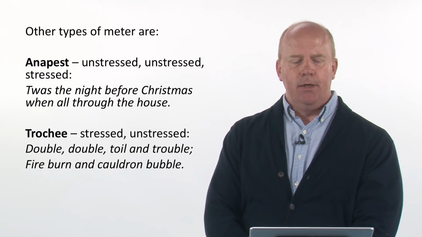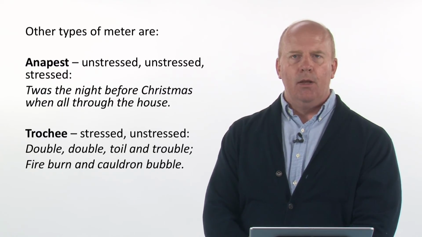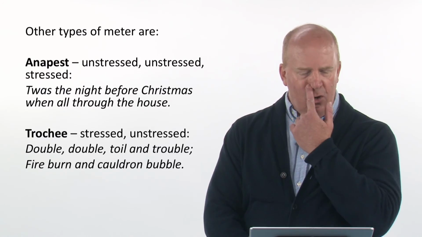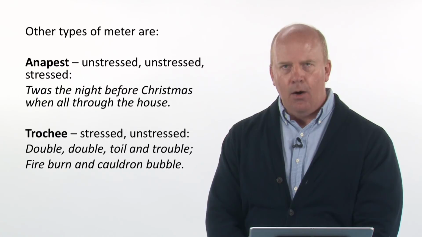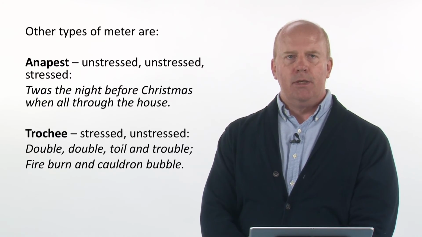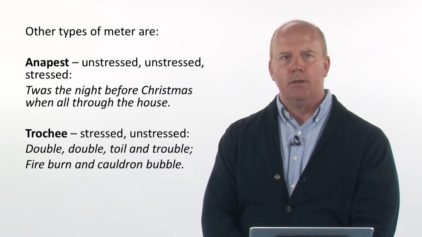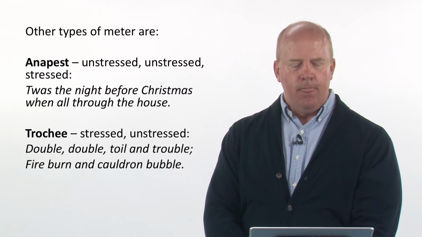So we've got an anapest here, unstressed, unstressed, and stressed. Now the most famous one, which all of us probably know, was the night before Christmas when all through the house. There's an example of an anapest. So you can see that it has an unstressed, unstressed, stressed. And then for trochee, it's stressed, then unstressed.